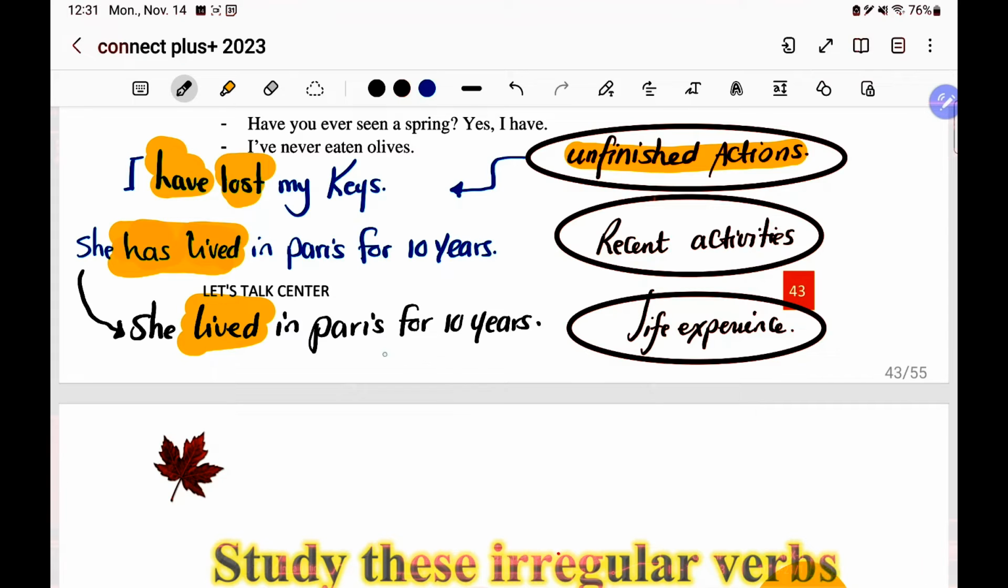This is a finished action. يعني إيه finished action؟ يعني هي عاشت في باريس 10 سنين قبل كده وخلاص خلصت. Like she is not in Paris anymore. يعني هي مش في باريس دلوقتي. وده الفرق ما بين ال present perfect tense and the simple past tense. Unfinished actions, finished actions. Okay?